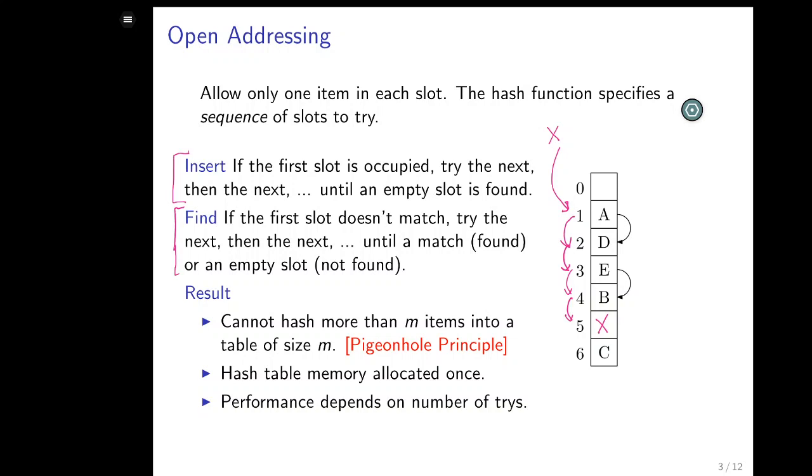Because, for example, after I've inserted X, I decided to remove E, and I removed E from the table, and now I try to find X, what would happen? I check to see if X is here. Nope. Here. Nope. Here. Oh, it's empty. Must be done. How could we possibly fix this?